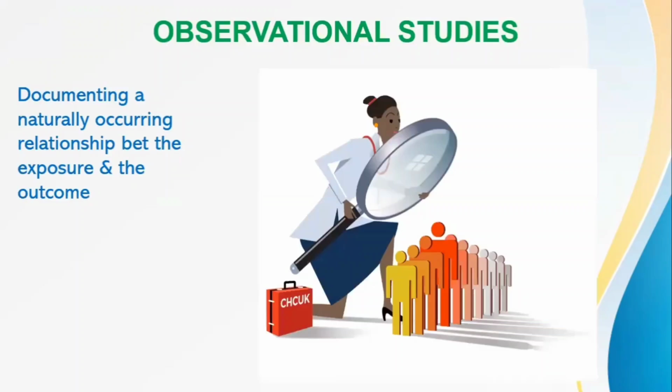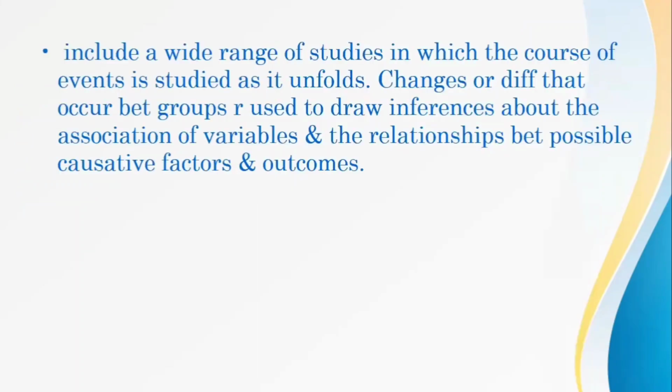Observational studies means documenting a naturally occurring relationship between the exposure and the outcome. There is no active intervention in any individual, and the exposure has already been decided naturally or by some other factors. It includes a wide range of studies in which the course of events is studied as it unfolds. Since it is non-experimental and uncontrolled, we cannot draw causal conclusions from it. The observational data collected is frequently qualitative, but it can also be quantitative or both.